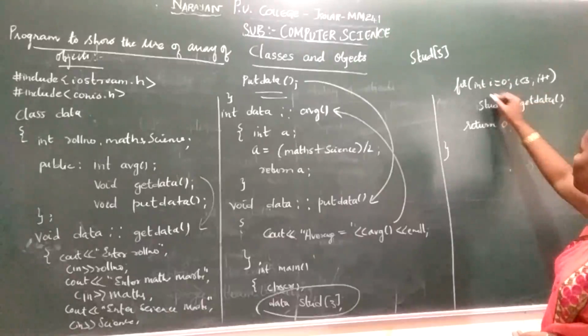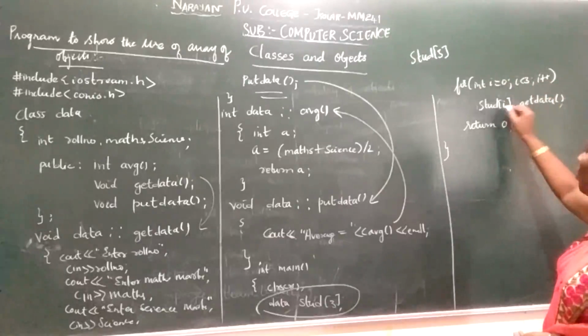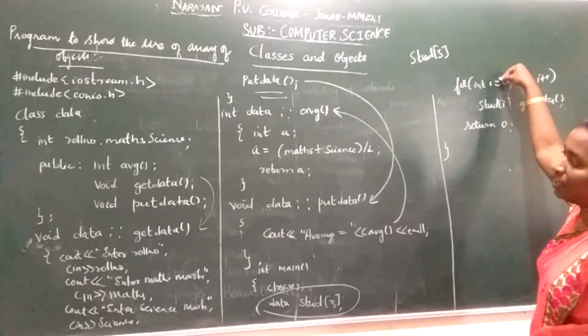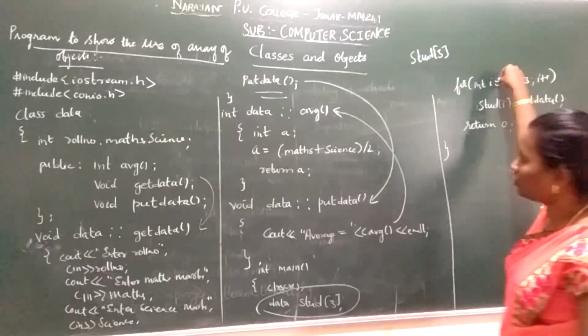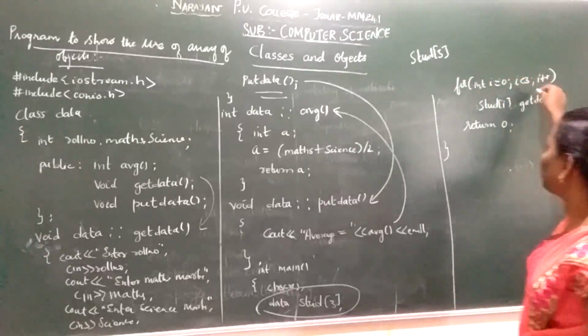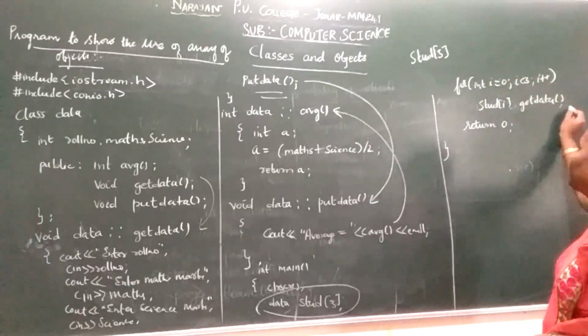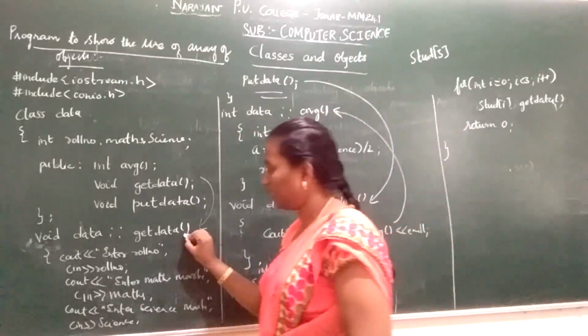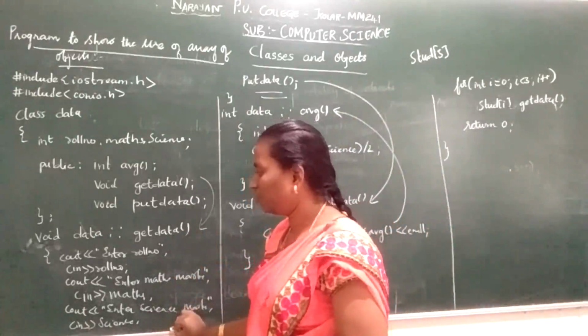So here I am using a for loop. Then object is array of object stud[i]. Why? Because array of objects, if it's for one student, one object is sufficient. This is for three, so I am putting that in a for loop. Dot getdata, so I am calling getdata. So your control will go to getdata. Once I call getdata, all this information will be read from the user.